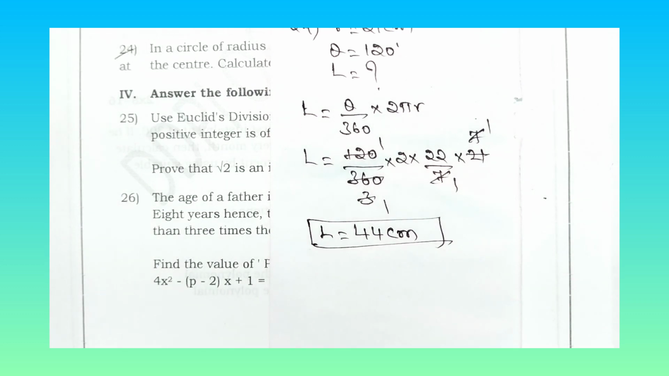This is the end of mathematics practice paper 4. In that one we have successfully completed questions 1 to 24, that is the 1 mark and 2 marks questions. In the next video we are going to solve the 3, 4 and 5 marks questions.